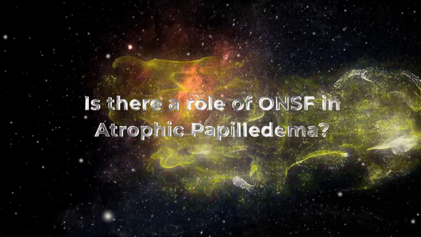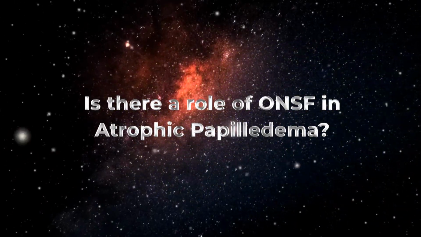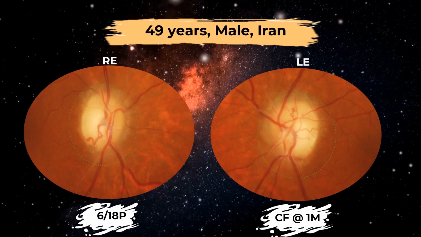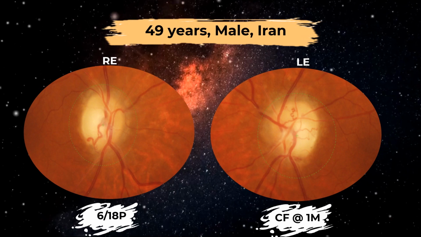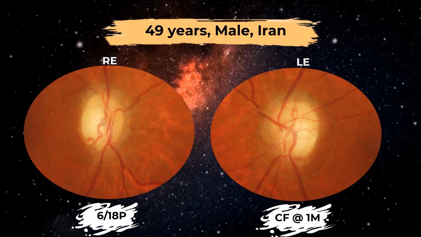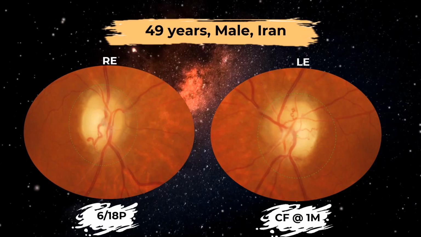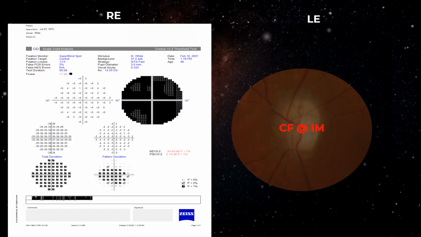Now, is there a role of ONSF in atrophic papilledema? Let's look at this gentleman who came from Iran with a 6/18 partial vision in the right eye and finger counting 1 meter in the left eye. He had atrophic papilledema. In spite of the 6/18 partial vision, there was a complete constriction of the visual fields.